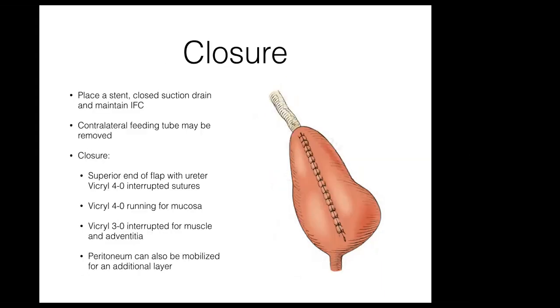So in closing, you place a stent, you place a closed suction drain, and maintain your IFC. You can also remove the contralateral feeding tube prior to your bladder closure. So you close the superior end of your flap with Vicryl 4/0 interrupted sutures, Vicryl 4/0 running for your mucosa, and Vicryl 3/0 for interrupted muscle and adventitia. The peritoneum can also be mobilized for an additional layer.